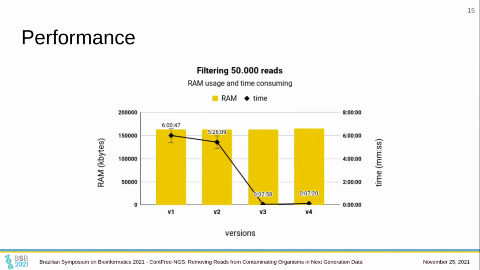And the same happens when I tried to filter 50,000 reads. So here we can see the time consumption and the resource usage for versions 1, 2, 3, and 4.